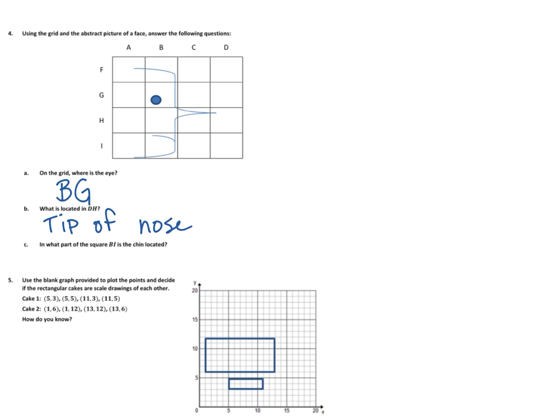In what part of the square, BI, is the chin located? So is it in the middle? Is it in the top? Is it in the bottom? I would say the chin is located on the bottom right of BI.